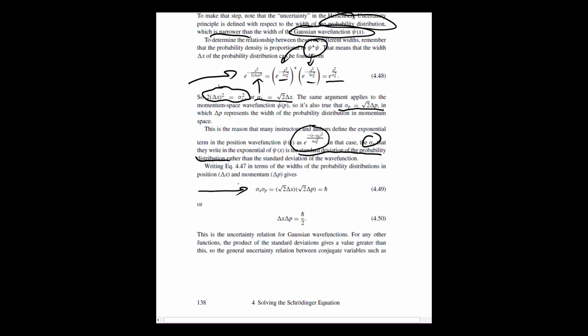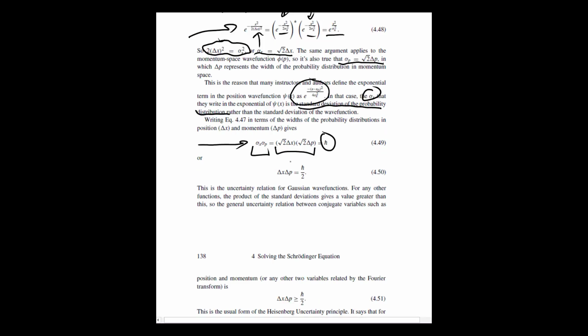Whichever way you do it, when you multiply the standard deviations of the wave functions, which are these for the probability distributions, you get h bar, and if you solve that for the widths of the probability distributions, you get h bar over 2. So is this the Heisenberg uncertainty principle? Almost. We achieve this result using Gaussian wave functions.